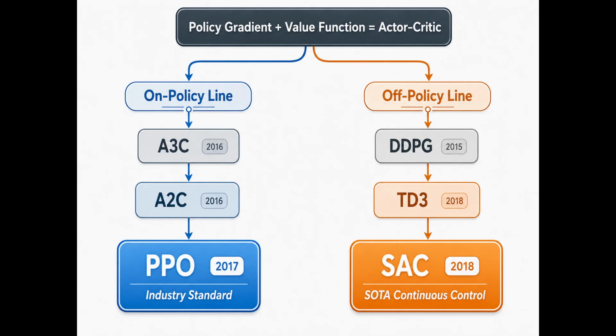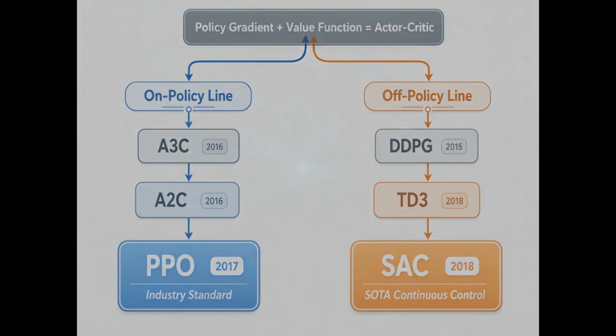SAC, off-policy, maximum entropy. If you're looking for where to start, implement A2C on a simple environment like CartPole or Lunar Lander, then swap in PPO using Stable Baselines 3. That hands-on experience will make everything we talked about click in a way that no amount of watching videos will.